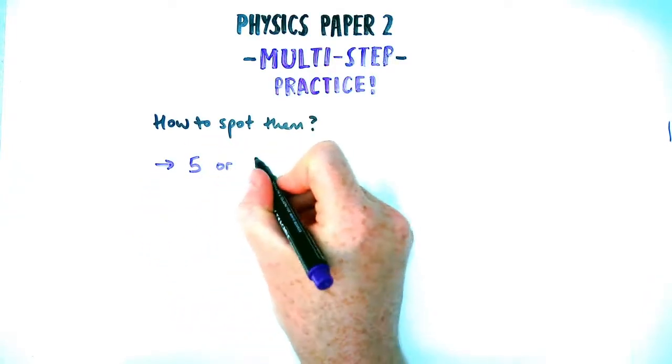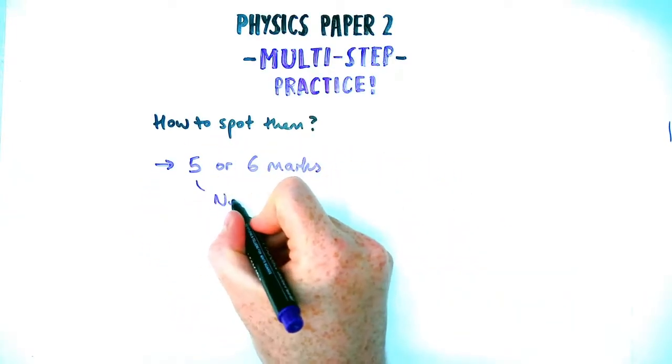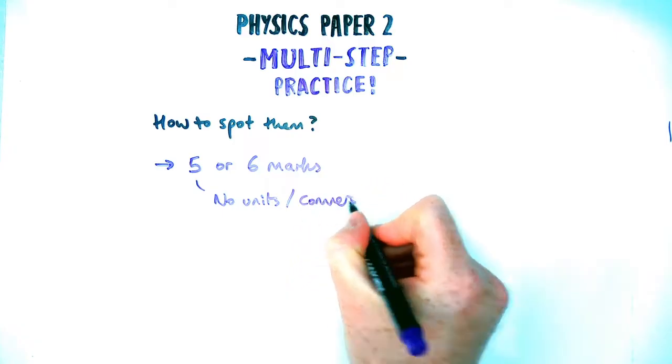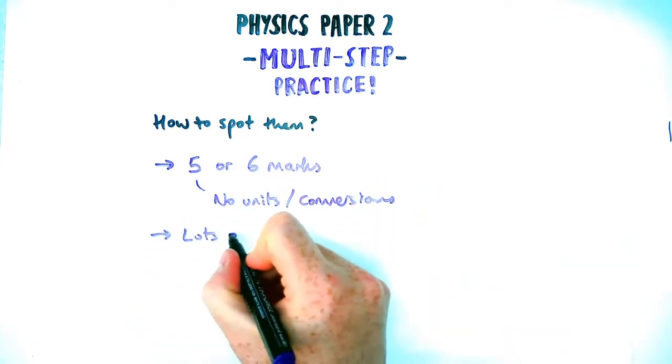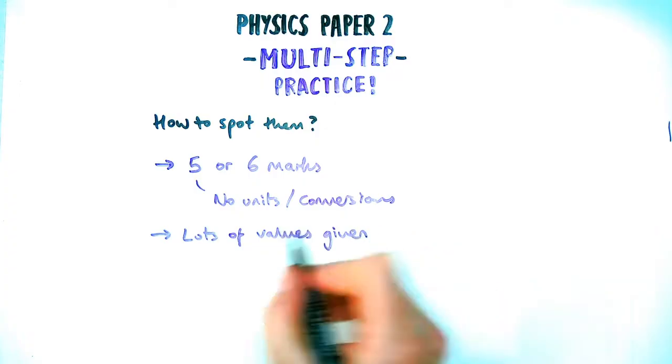Paper 2 GCSE Physicists. We know if you're doing higher tier, there is a multi-step equation coming. I'm going to have a look at some of the hardest ones today. So how can we spot them? They're always 5 or 6 marks without any units or conversions.